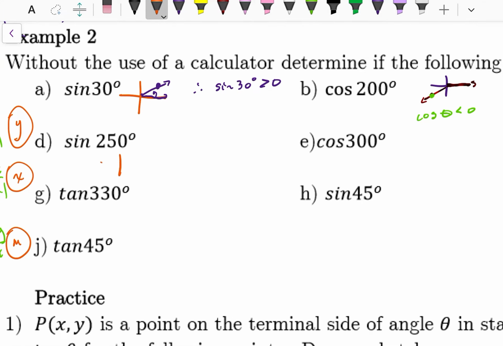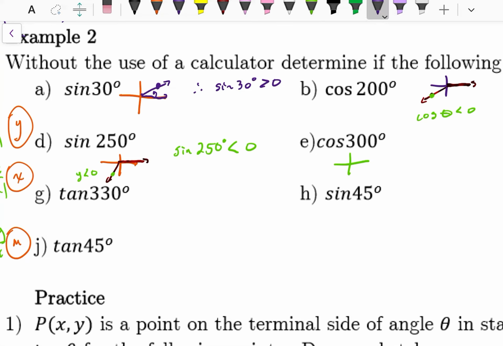All right, sine of 250. The hardest thing about this is locating where 250 is. So 250 is actually in quadrant number 3. It is 20 degrees away from 270. Regardless, there's an arbitrary point xy, and what we can see is that the y coordinate is negative in quadrant number 3. So therefore, sine of 250 is also negative.